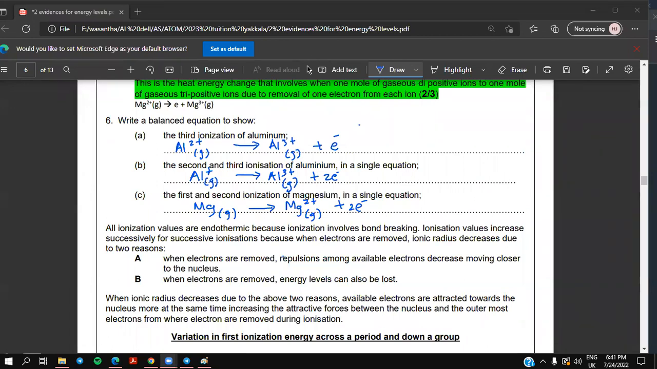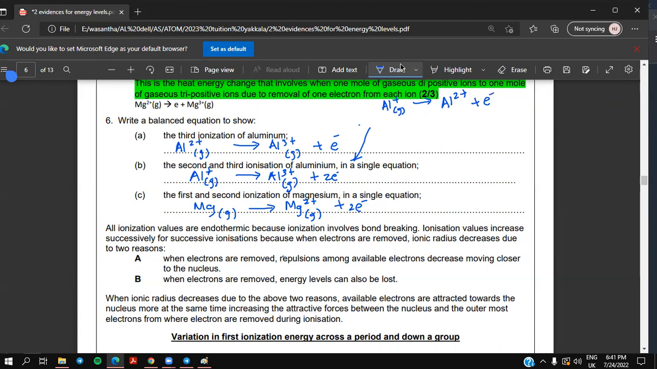If anyone has a problem with this, you can just write 1 or 2 equations and see. Here, what is the first ionization for aluminium? Aluminium gas. Or else I'll start with second. Second ionization is given as aluminium plus, giving aluminium 2 plus and 1 electron.